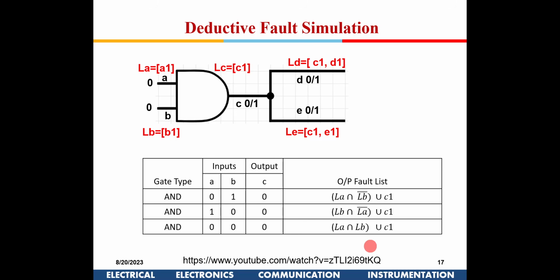Both A and B can be stuck-at detected. Sir, but here we are taking two faults at a time. We are considering a fault at A also and a fault at B also. Yes.